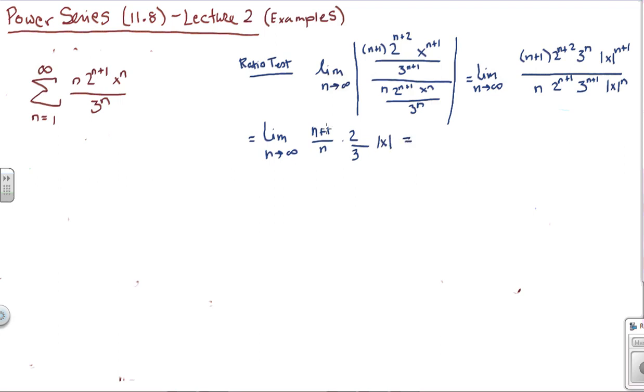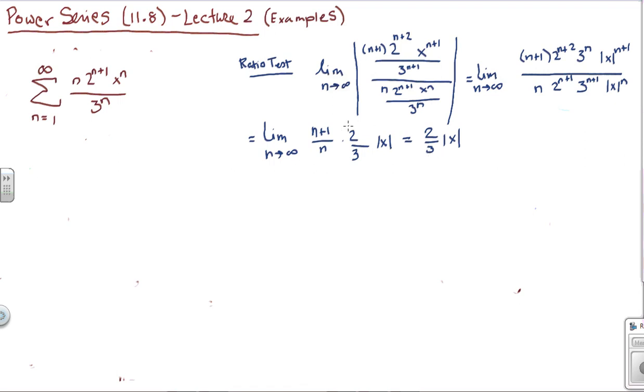So again, (n+1)/n is a rational function. The degrees of the numerator and denominator are both 1, so that limit is just the ratio of the leading coefficients, which is 1. And then 2/3 times the absolute value of x is just constant with respect to n, so that doesn't change. So this goes to 1 times 2/3 absolute value x. Okay, so that limit is going to be 2/3 absolute value x.